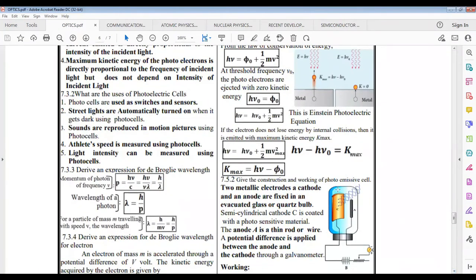Construction and working of a photoelectric cell. Two metallic electrodes consist of a cathode and an anode. Light falls on the cathode. So as we discussed in the photoelectric effect, electrons are emitted.